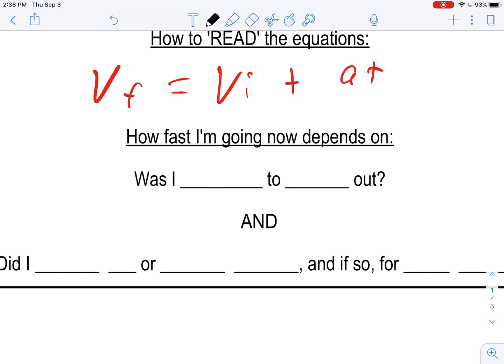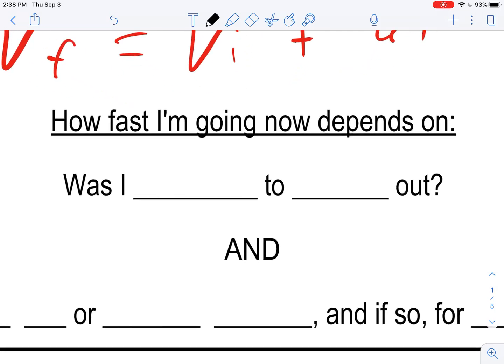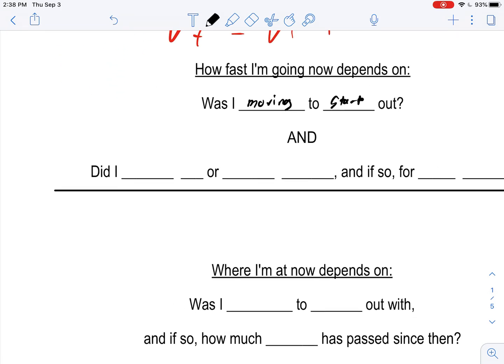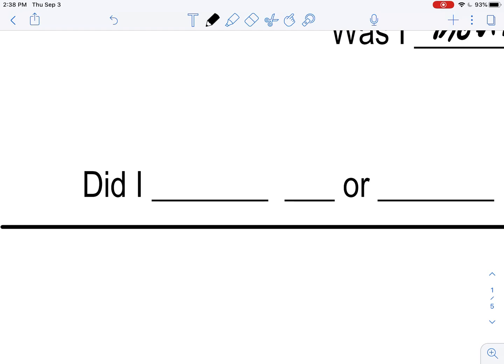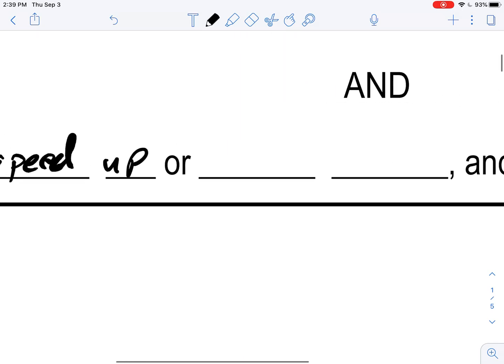When we say read the equation, the idea is to interpret what the variables are telling us. So if I'm interested in how fast I'm going and in which direction at some point in time, the things I must consider in order to address this question are, 1, was I moving to begin with or to start out? That's going to make a difference on how fast and which way I'm going at some point later in time. And I must also consider if my motion remained constant or if it changed. So did I speed up, or accelerate in the other way, which is slow down?